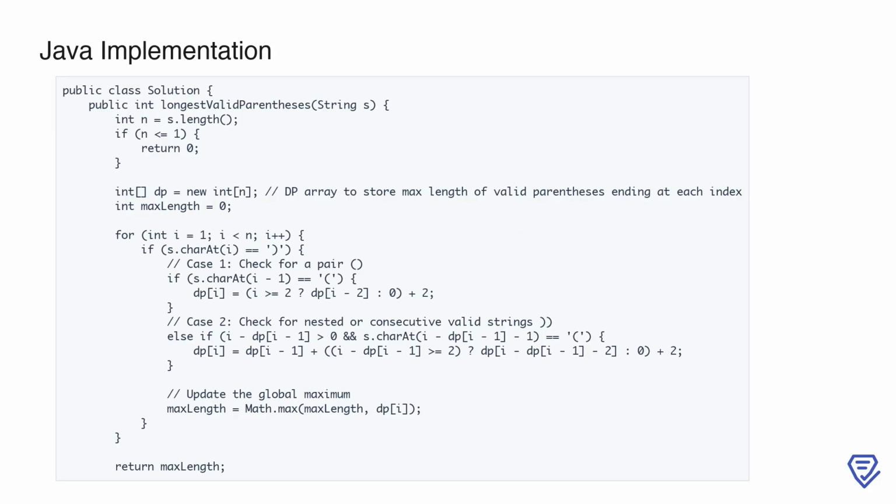Now, we loop through the string starting from index 1, as valid parentheses must involve at least 2 characters. Inside the loop, we check if the current character is a closing parenthesis. If it is, we proceed to evaluate 2 cases. In the first case, if the previous character is an opening parenthesis, we have a simple pair, and we update the dp value at the current index. If the index is greater than or equal to 2, we add the dp value from 2 indices back to account for any valid sequences preceding the pair. Otherwise, we simply add 2 for the current pair.